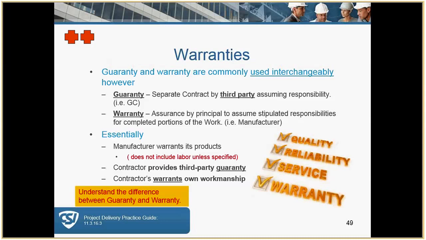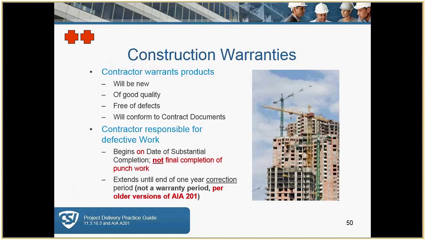Now, construction warranties, this will be on the exam. A contractor warrants that products will be new, of good quality, free of defects, and will conform to the contract documents. The contractor is responsible for defective work. Very important: it begins on the date of substantial completion, not the final completion of punch work. And this extends until the end of the one-year correction period, not a warranty period, for the older version of the AIA General Conditions 201 document.